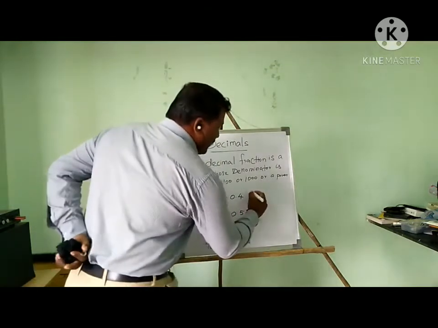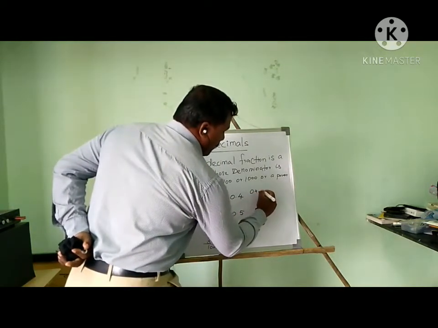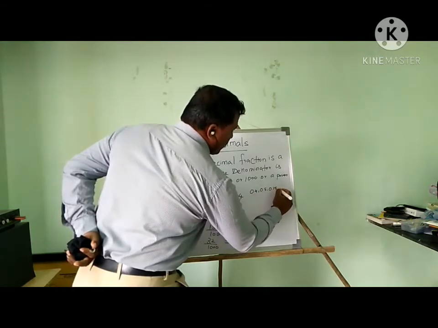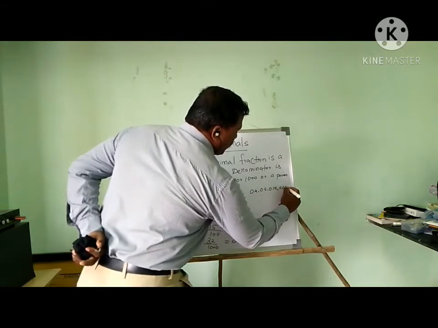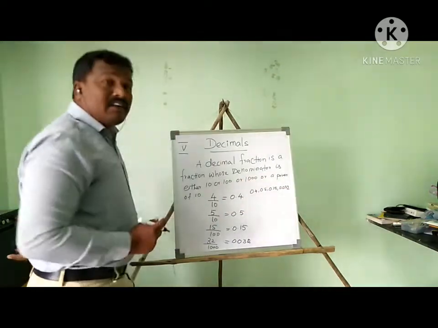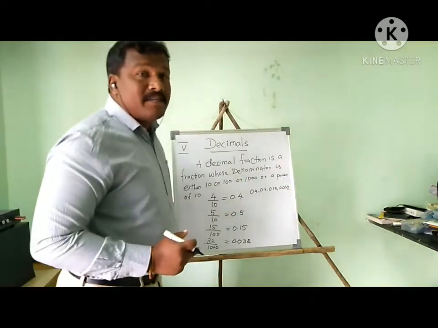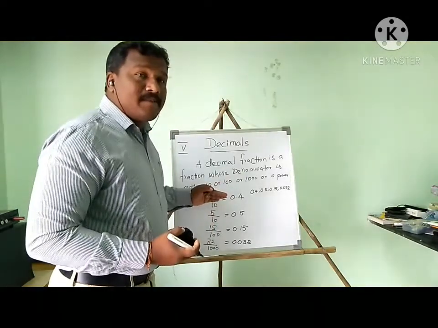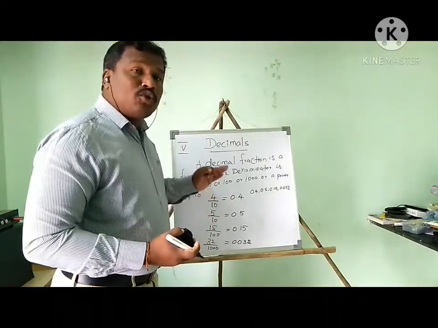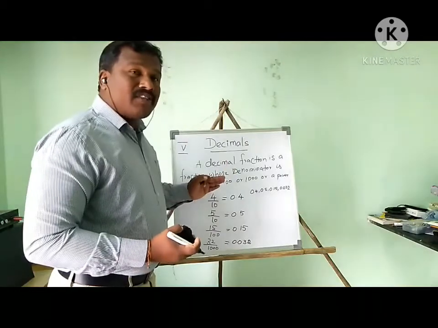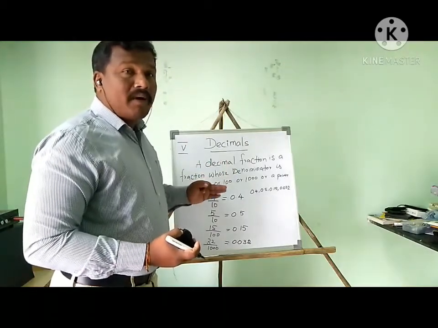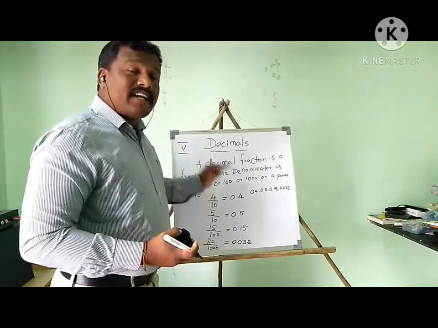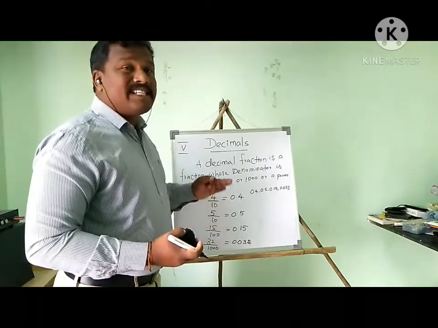So if you notice this, 0.4, 0.5, 0.15, 0.032, these all are decimal numbers or decimals. Okay, you know very well, I already told you what a decimal is. Okay, a decimal has two parts. The left side of the part we call the integral part or whole part. Then the center dot we call the decimal point. Then the right side of the number we call the decimal part.